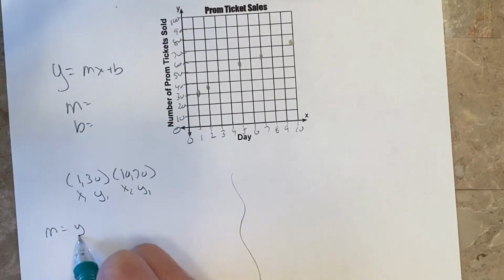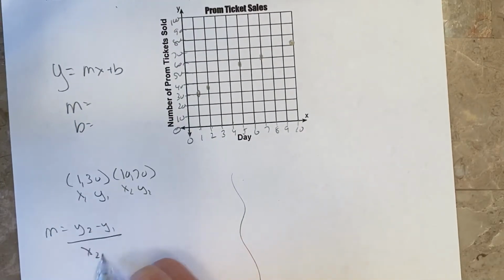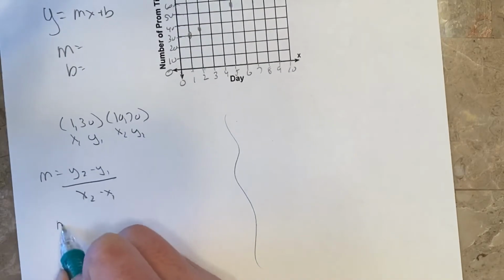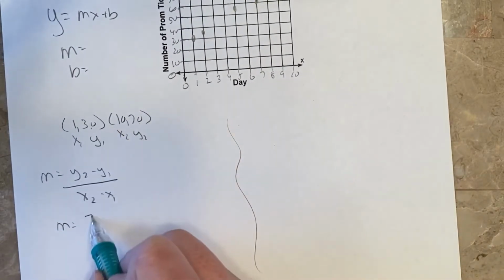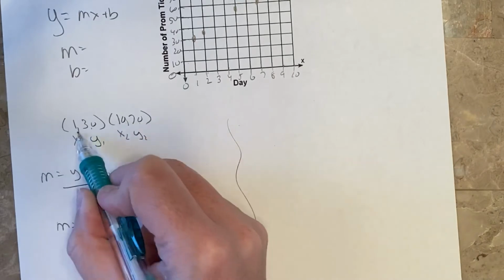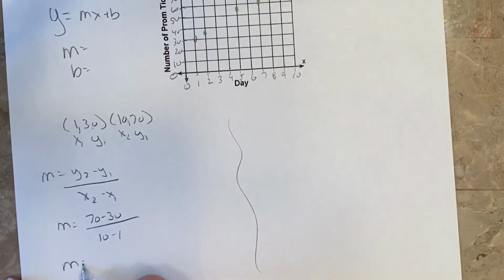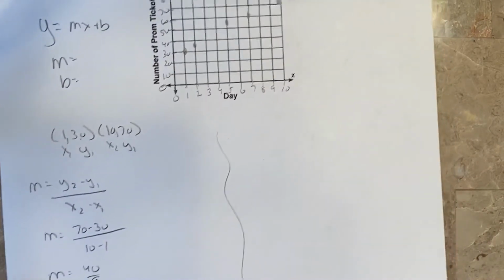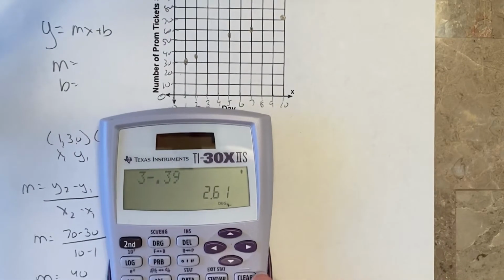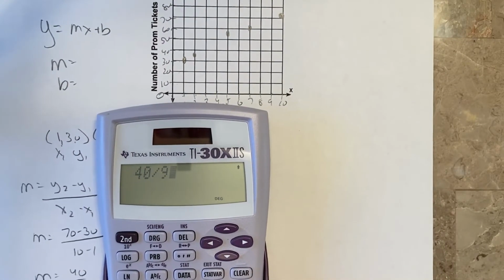All right, here we go. y2 minus y1 over x2 minus x1. So that's going to be 70 minus 30, and that's going to be 10 minus 1. So that's going to be 40 divided by 9. Let's see what we have there. We have 40 divided by 9.